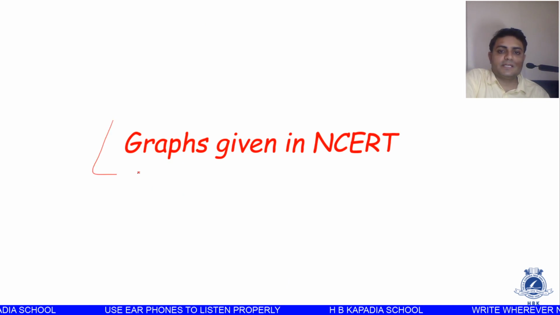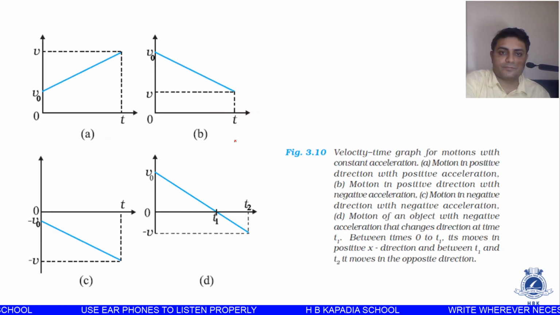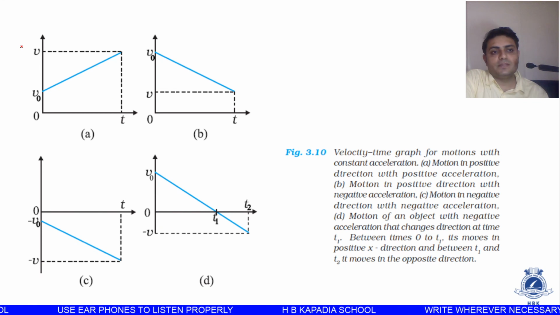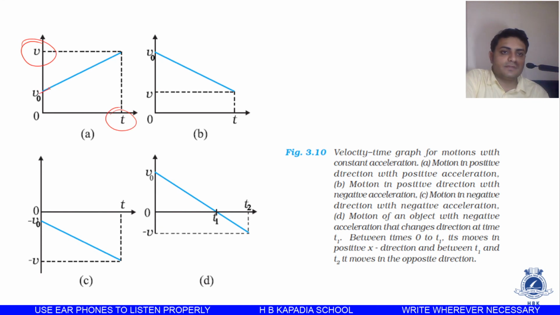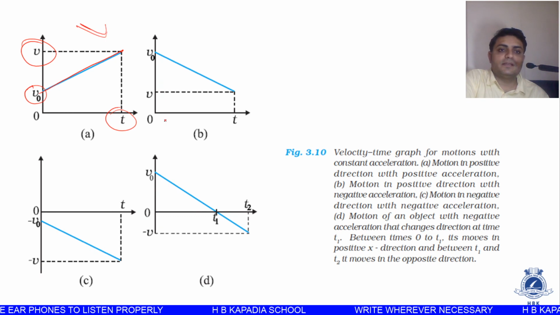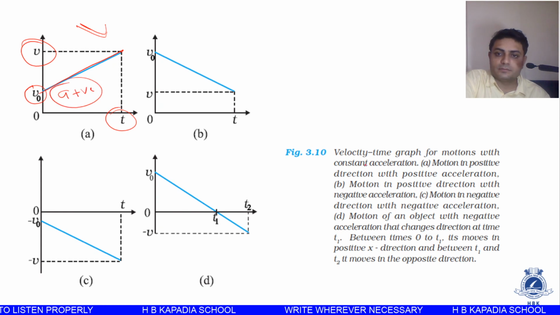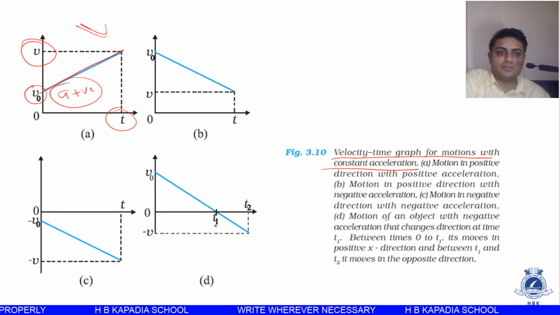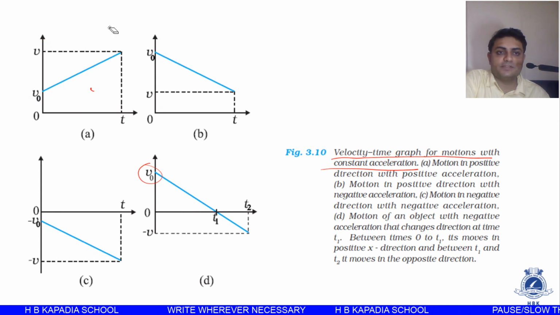Now let's see the graphs which are given in NCERT. This is a velocity versus time graph. Of course, this velocity is increasing. Initially the velocity is not 0, so this is a graph of v versus t when the initial velocity is not 0. In this case we can say the acceleration will be positive. Here it is written, the velocity-time graph for motions with constant acceleration. In all these cases we can say the acceleration is remaining constant. Why? Because in all these cases theta is remaining constant. If we find out theta at all these points, theta is remaining constant.